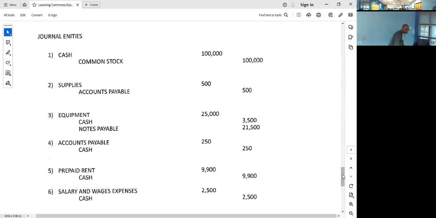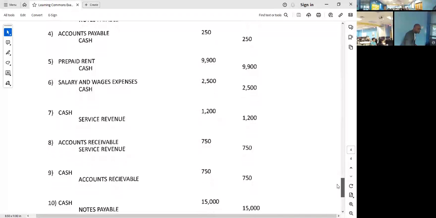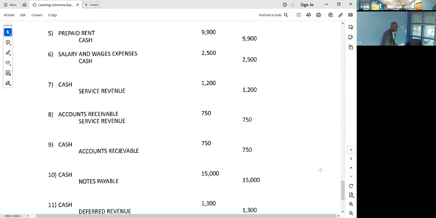services, and you receive cash from a customer. So you receive the cash, right? There's your cash and debit. There's service revenue. We can record it as service revenue because we have performed it. We have performed it already.